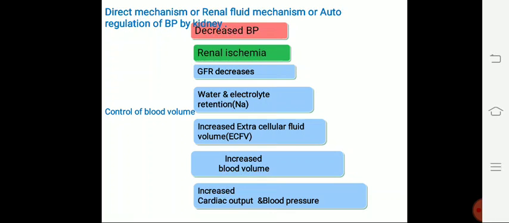So this mechanism directly regulates the blood pressure, and predominantly there is the role of the kidney in the regulation of the blood pressure by the renal body fluid system.